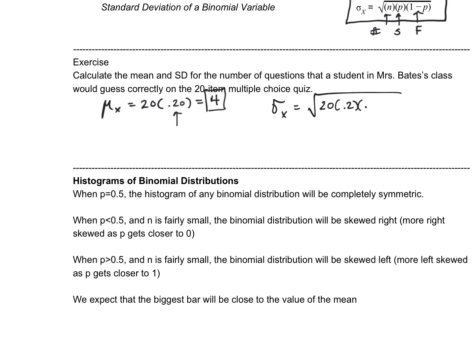0.8. And then square root. That's failure, isn't it? Square root of 3.2. It's about 1.789, 1.79. All right. So 4 with a standard deviation of less than 2 questions.